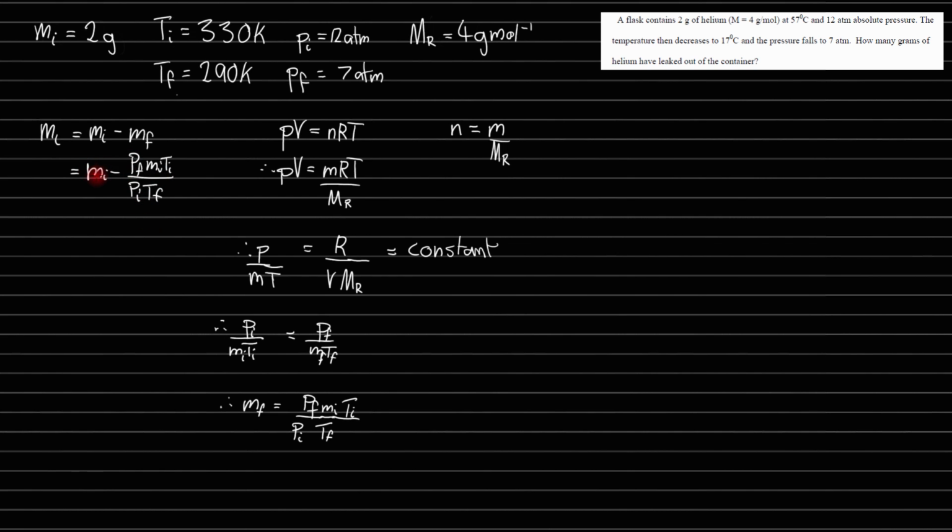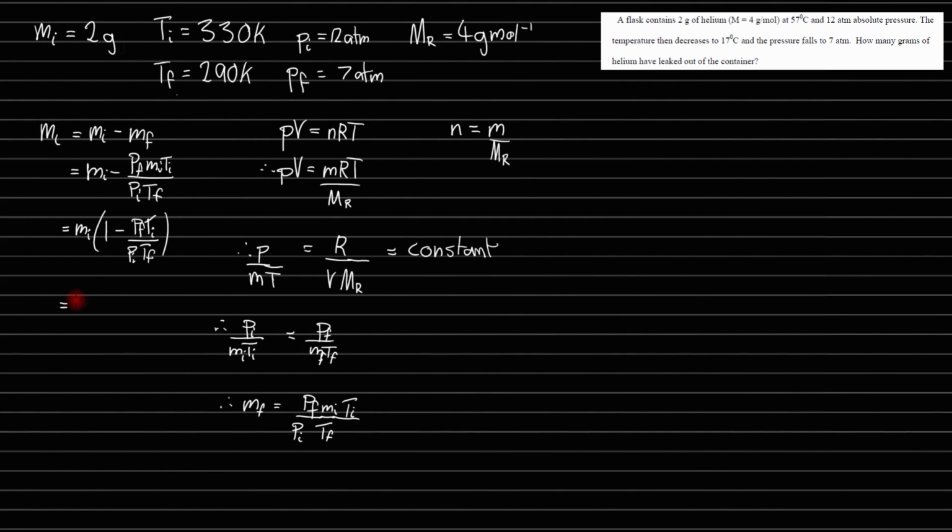We can see that the mass initial is common to both terms. We can take that out and simplify this somewhat. So we have the mass initial times 1 minus pressure final times temperature initial divided by the pressure initial times temperature final. Close that off there. As you see, we're all ready to go now. We can plug in our values.